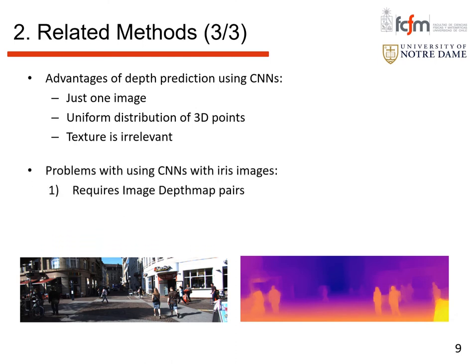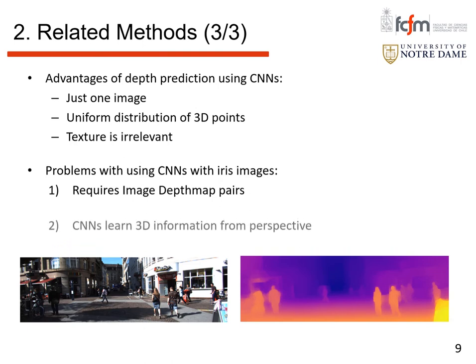First, the networks require image-depth map pairs to train, and there is no such dataset available for iris images. Also, using laser sensors to obtain the depth maps is not a problem for large scenes. However, the human iris is very small and delicate. We wouldn't want to blind anybody.